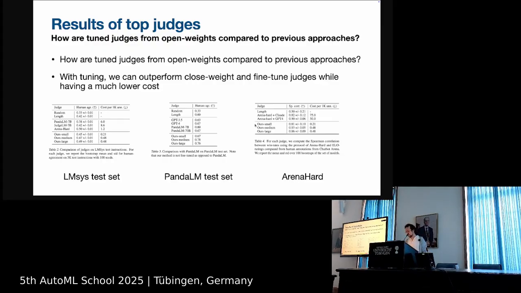And the last one, we compare on the Arena Hard with Spearman correlation, which again is not the metric that we optimize, but we can still match the performance of closed LLM judges while decreasing the cost, in this case, I think by 100.